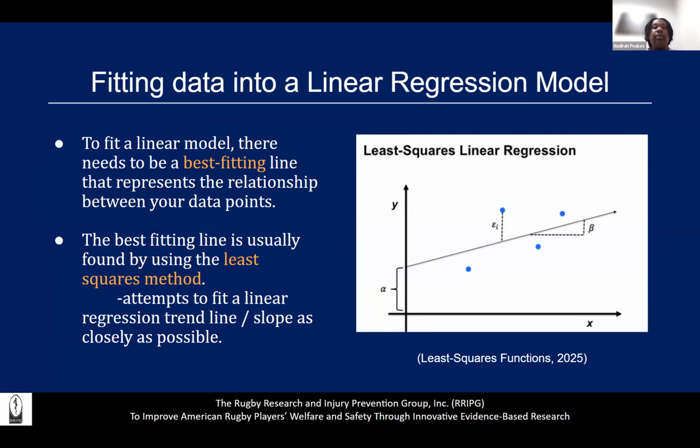When fitting data into a linear regression model, there needs to be a best fitting line that represents the relationship between your data points. The best fitting line is usually found using the least squares method. The least squares method attempts to fit a linear regression trend line or slope as closely as possible. So in the picture that we have over here to your right, you can see a least squares linear regression. The blue data points represent error terms, and the slope represents the line that is as close to the center of the error terms as possible.